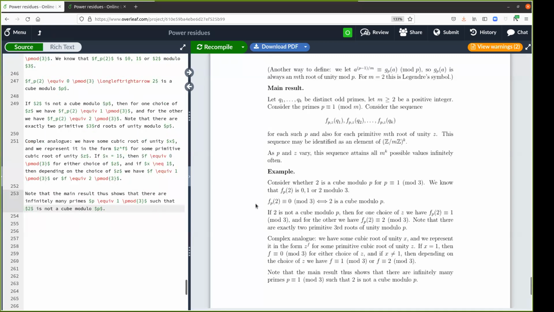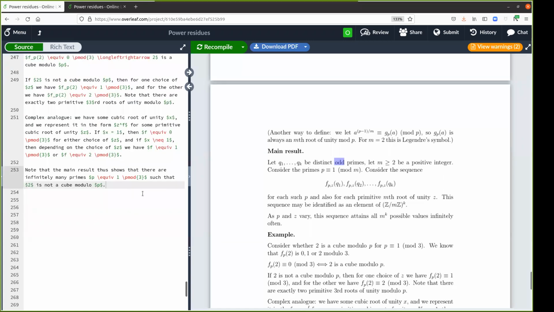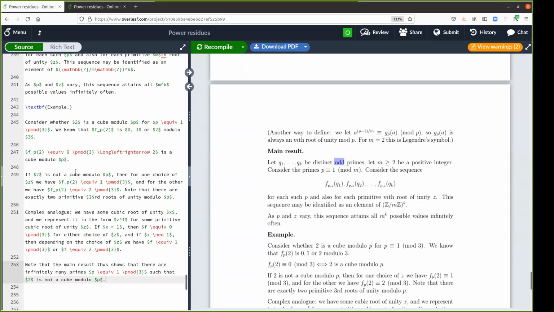Okay, I'm cheating a bit here because I have said that the primes QI should be odd, right? And 2 is not odd. I'll explain in a second why I have restricted to odd primes. But in this particular case, things work out.